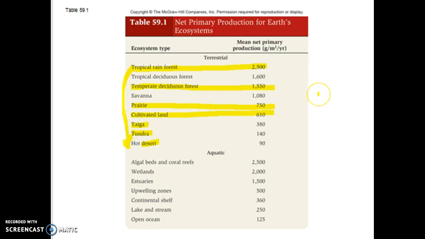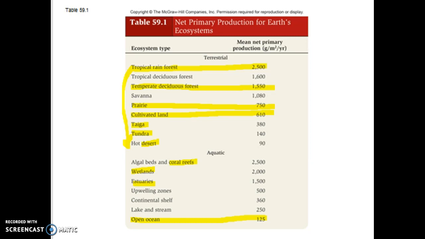Aquatic ecosystems, we will talk about those. Coral reefs, by far the most productive. Swamps, wetlands, marshes, a lot of productivity. Estuaries, lots of productivity. Go out into the open ocean, though, and there's hardly any energy out there. Open oceans are considered deserts because there's almost no energy in the open ocean.